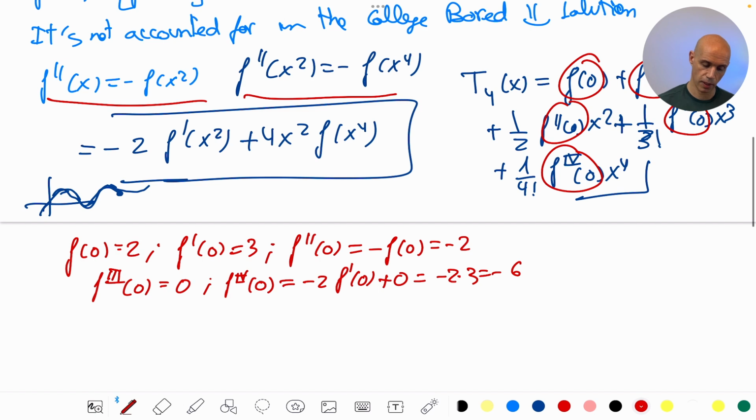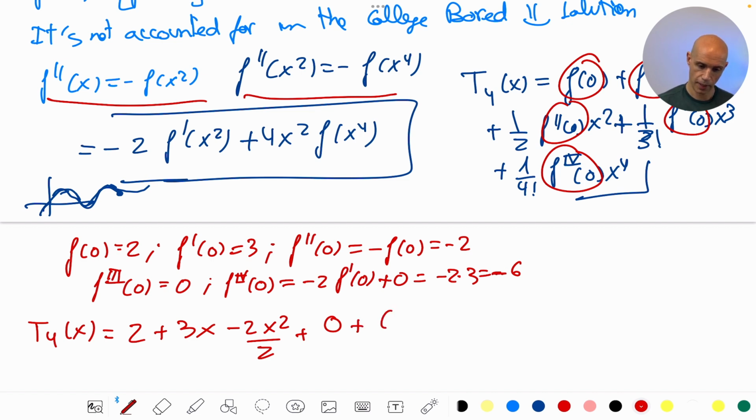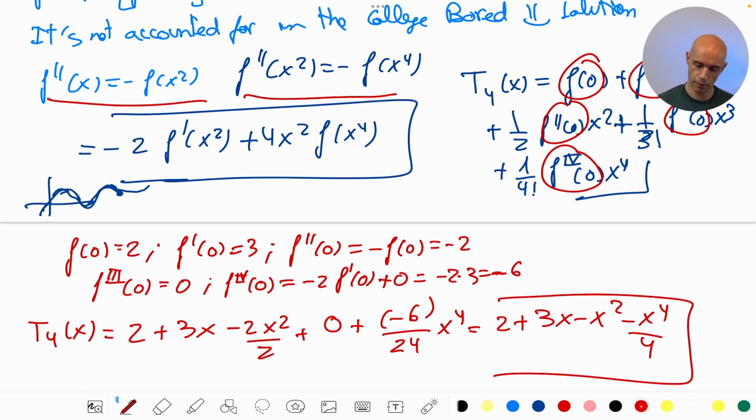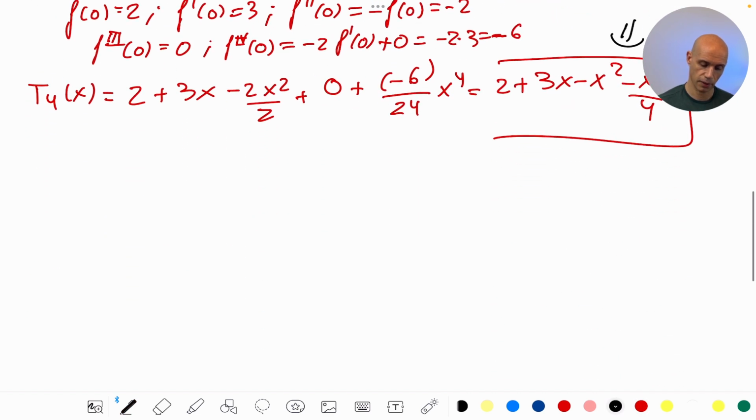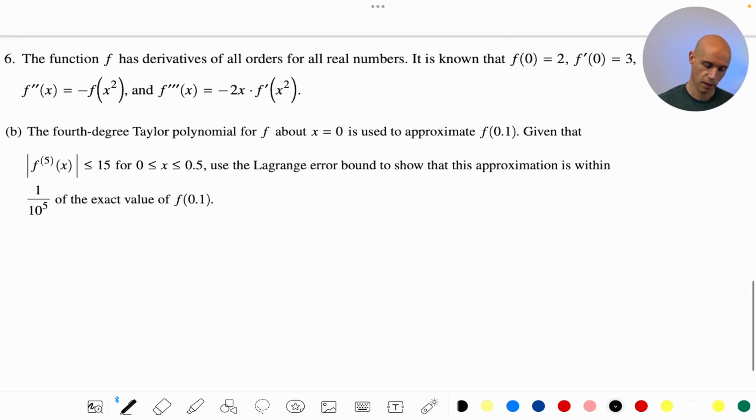So with all this information, we can go back and say, okay, this is the value at 0, 2 plus 3x. Now the second derivative, minus 2x squared divided by 2, don't forget this. The third term is going to be 0, and then plus this derivative, minus 6, divided by 4 factorial, which is 24, and then x to the power 4. So basically, we get that our super polynomial is this thing, which is amazing, okay? Beautiful. And that's it, nothing else. Perfect. Let's see what comes next.